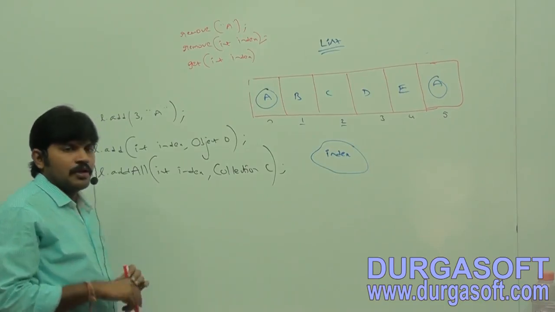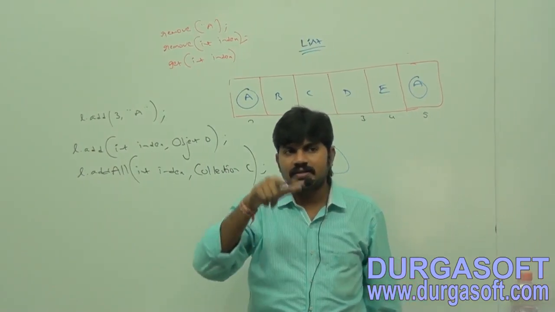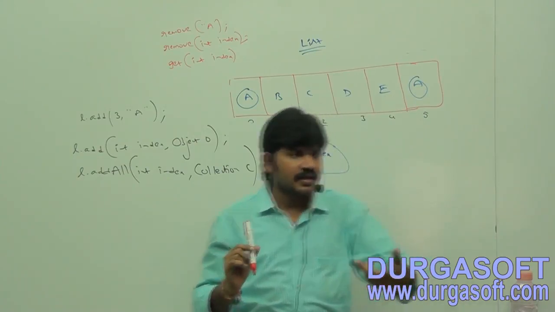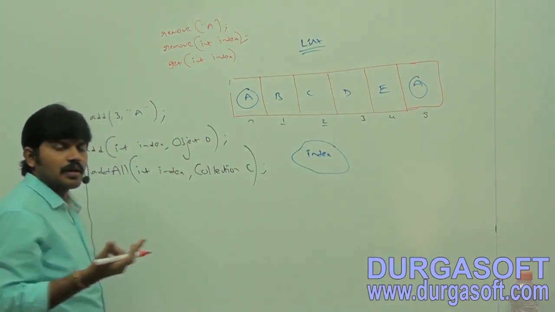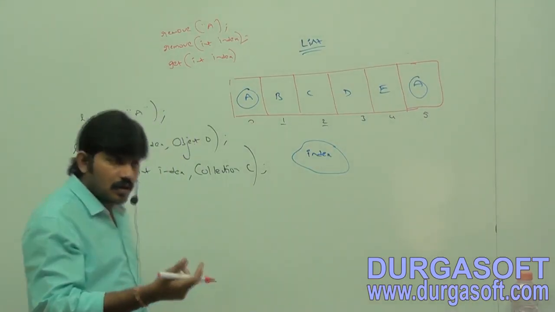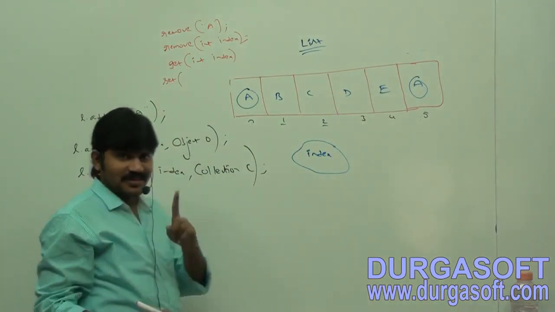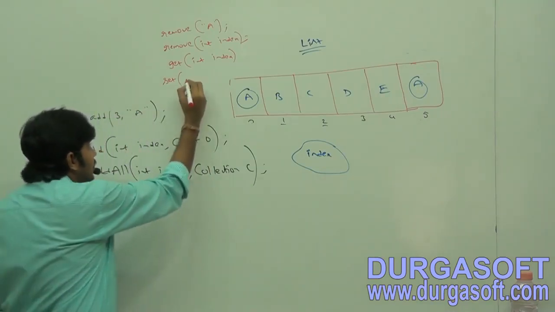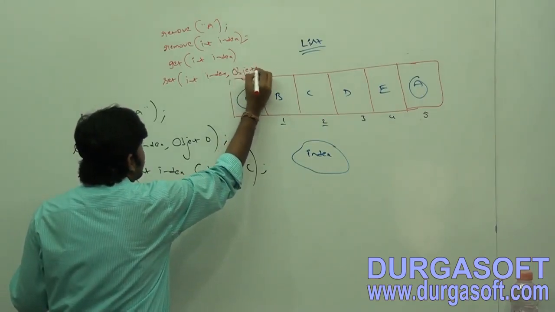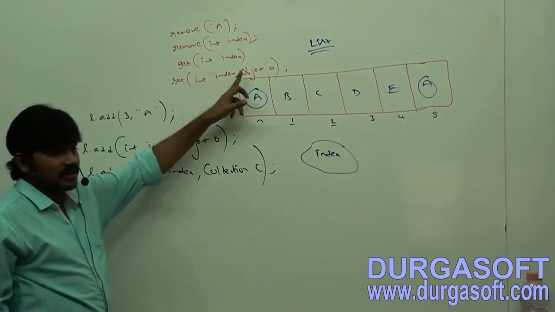Next, can you please replace the fourth index object with A? What is the method? Array method names are simple and self-explanatory, right? Good. The method name is set, not replace. The method is set(int index, Object o).